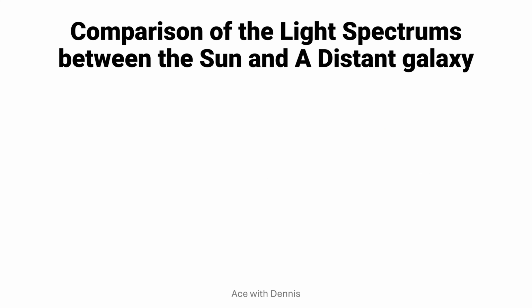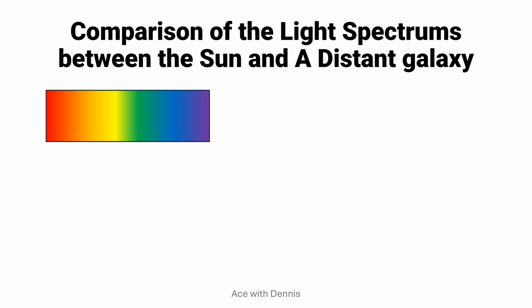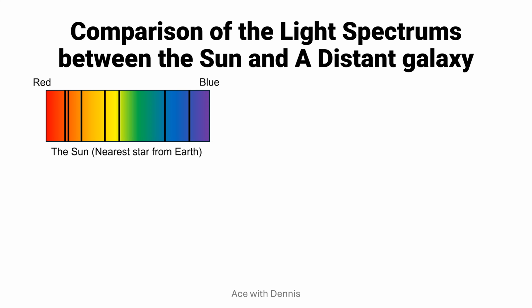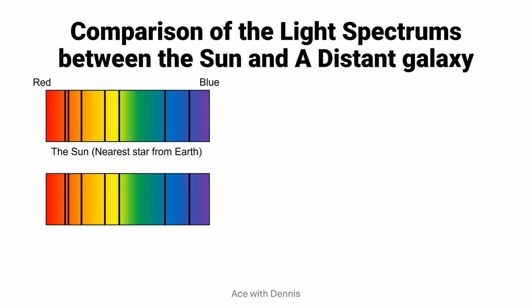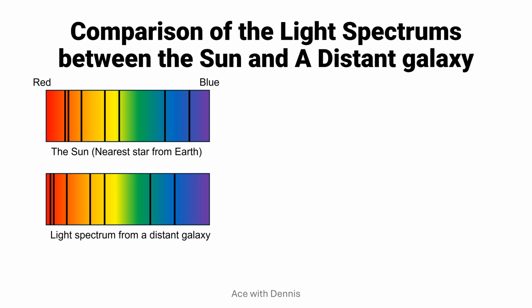Now, let's learn how to compare the light spectrums of the Sun and a distant galaxy. This is a light spectrum with the red end and the blue end. Inside the light spectrum, we can see black lines. This is the light spectrum of the Sun, which is the nearest star to Earth. This is another light spectrum, which is redshifted. This is the light spectrum from a distant galaxy, and as you can see from the animation, it is redshifted.